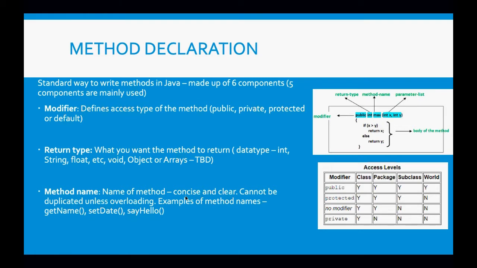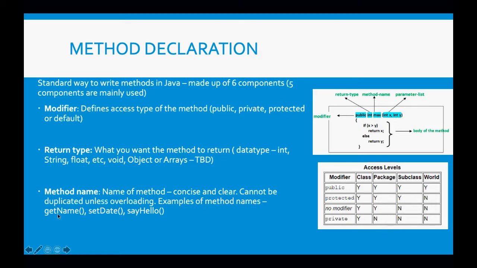An example of method names: I would advise you to start your method with a verb, like get, set, say, do, remove, things like that. And then the next part of your method name would be a noun or an adjective or an adverb.